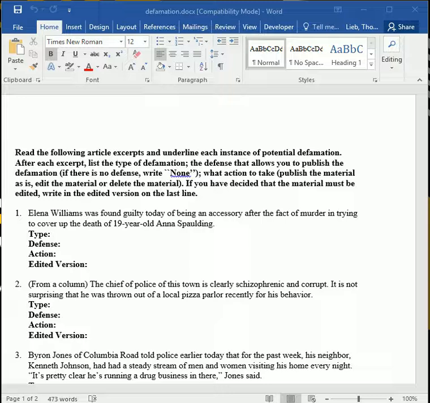We can use a defense, though, to allow us to print this. That defense, in this case, would be fair report. Because we have a defense, the action we would take is publish as is. Given that, we don't have to change the edited version at all.